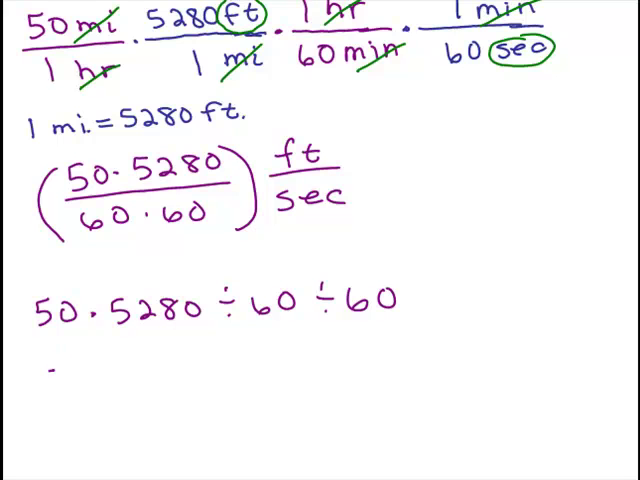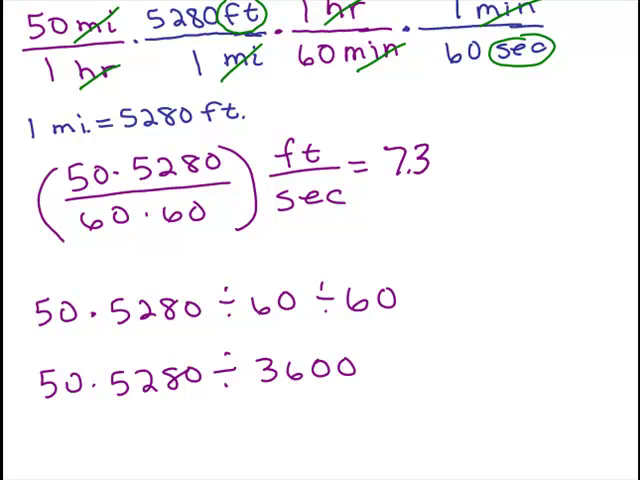Or you could do 50 times 5280 and then you could do this multiplication in your head. 6 times 6 is 36, so 3,600. It doesn't matter which way you do this, you should get your answer. So now you want to bring out your calculator and see what you come up with. Now, on my calculator, I get 73.3 repeating. So the exact answer, of course, is 73.3 repeating feet per second.